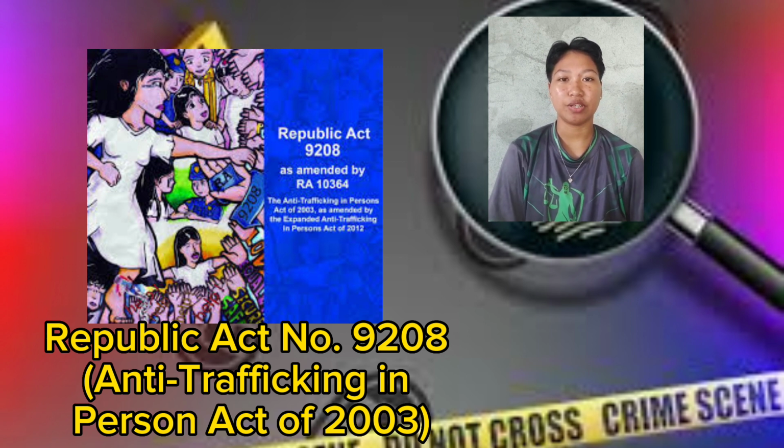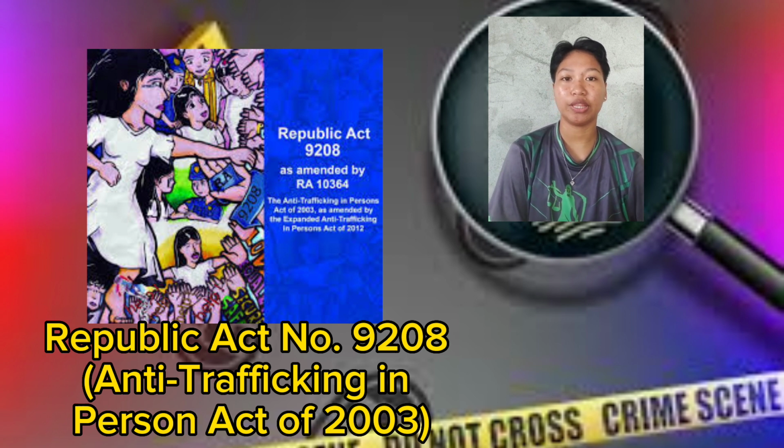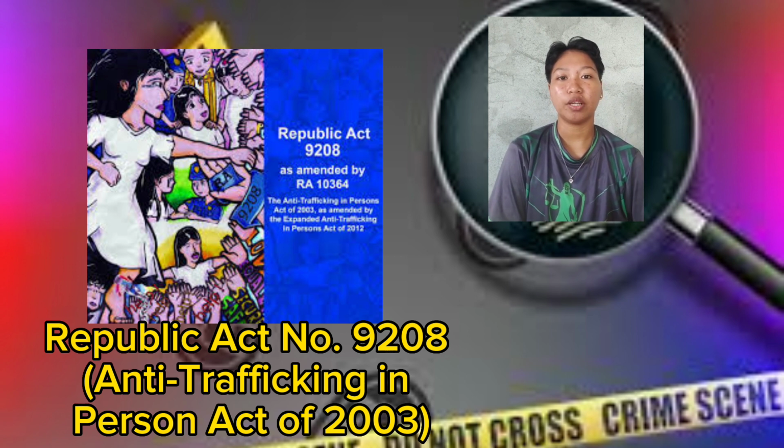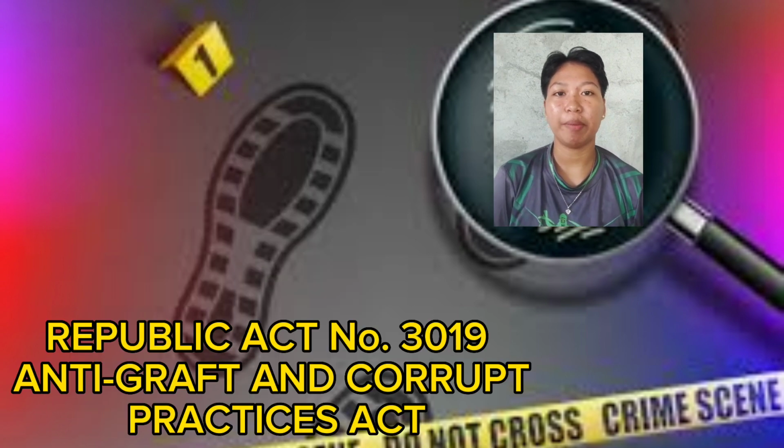The law defines trafficking in persons as the recruitment, transportation, transfer, or harboring or receipt of persons with or without the victim's consent or knowledge within or across national borders by means of threat or use of force or other forms of coercion, abduction, fraud, deception, abuse of power of position, taking advantage of the vulnerability of the person, or the giving or receiving ng payments or benefits para ma-achieve yung consent of person having control over another person for the purpose of exploitation, which includes at a minimum the exploitation or the prostitution of the others or other forms of sexual exploitation, forced labor or service, slavery, servitude, or the sale of organs.